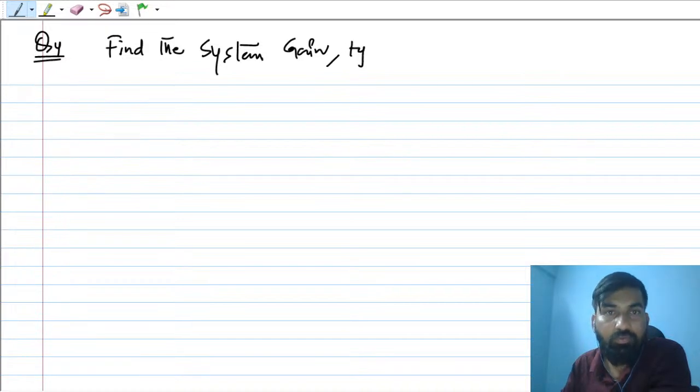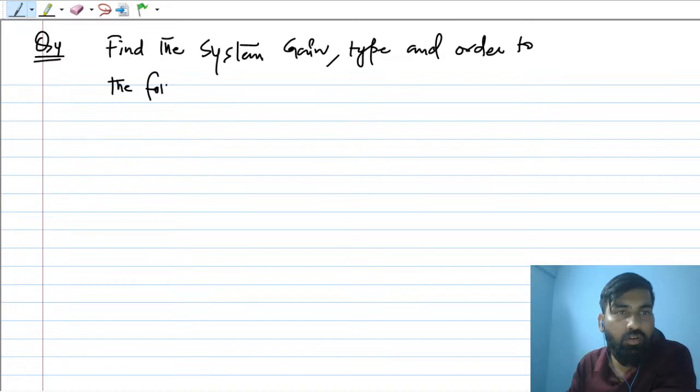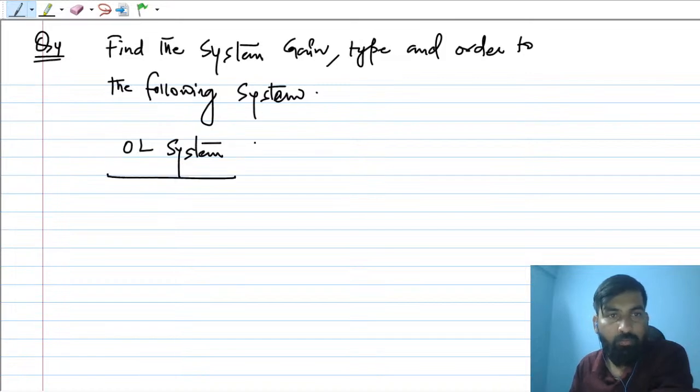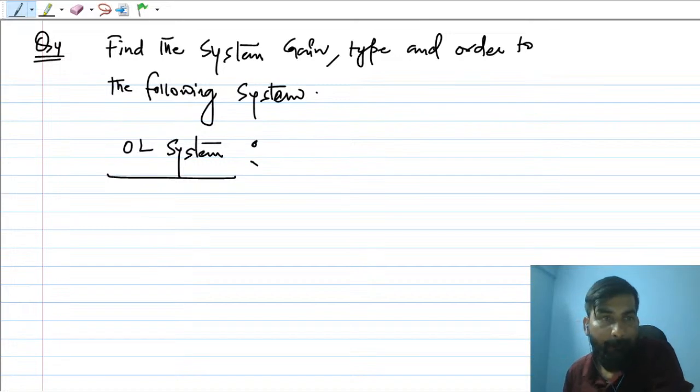Find the system gain, type and order of the following system. That is an open loop system, because we will be talking about closed loop control systems and open loop control systems, where feedback will also be present. Understood, everybody? So find the system gain, type and order of the following.